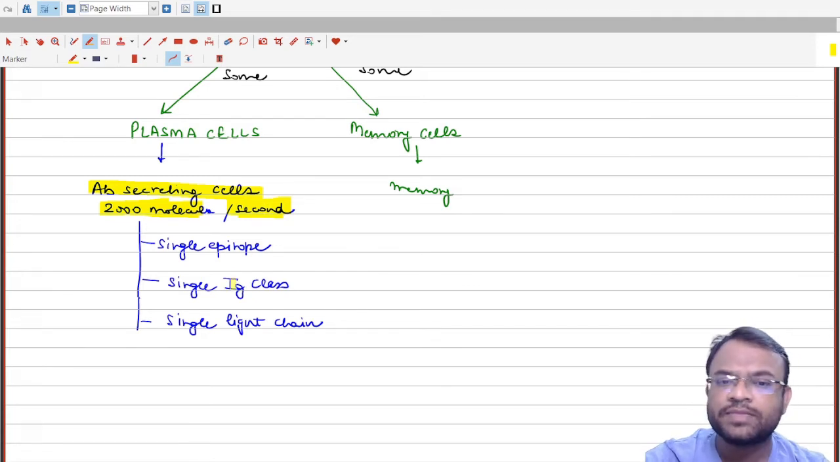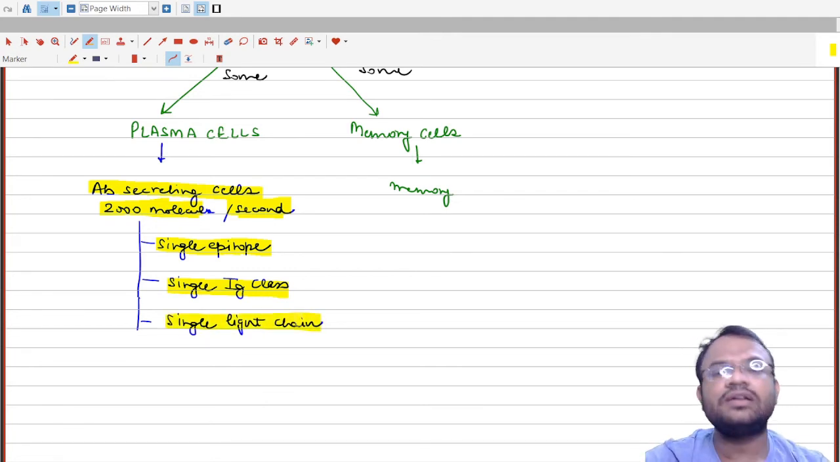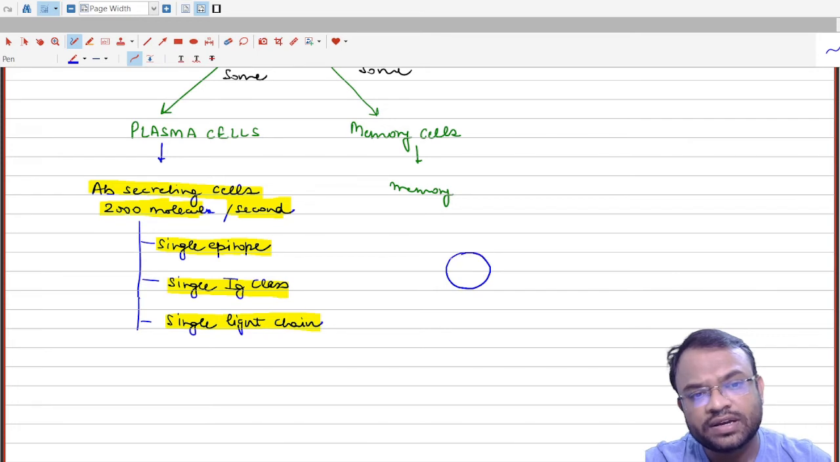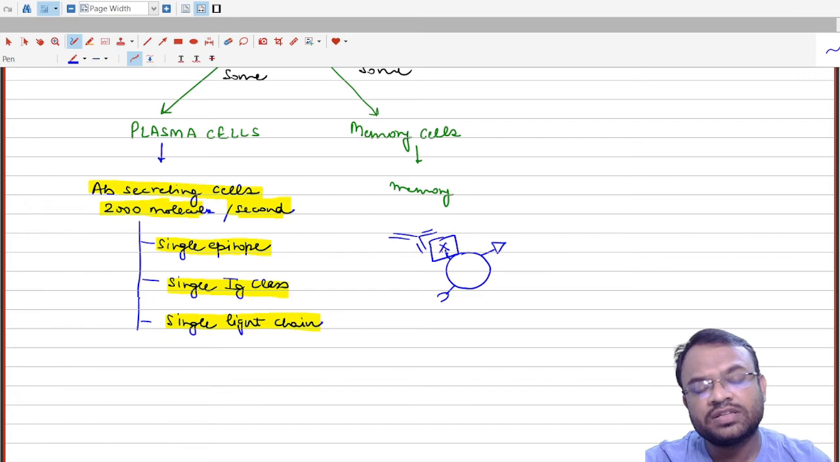Next important feature is that these antibodies are targeted against a single epitope. They are of a single Ig class and they have a single light chain. Single epitope means, suppose there is this one antigen and it is having multiple epitopes. So this was one epitope, this was one epitope, this was one epitope. There are multiple epitopes on this antigen, but the antibodies that would be targeted would be against one epitope only.